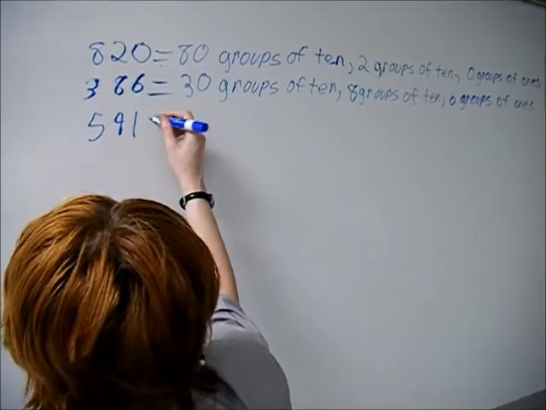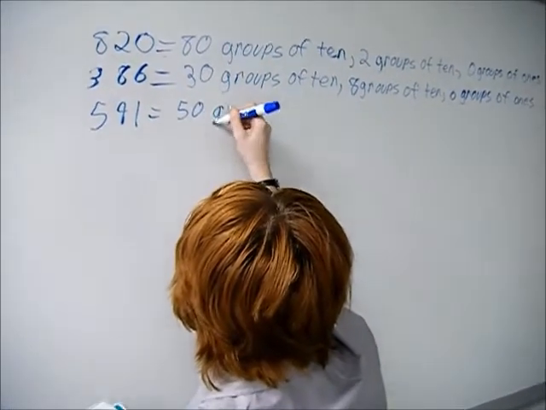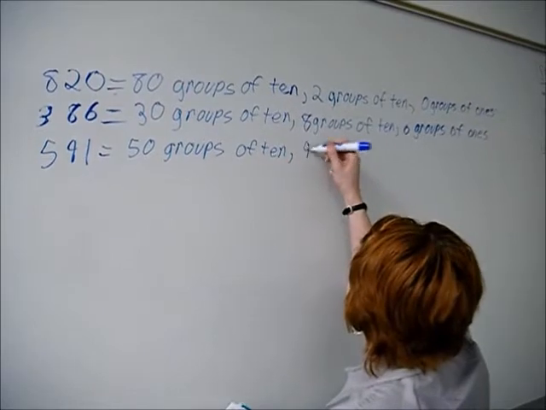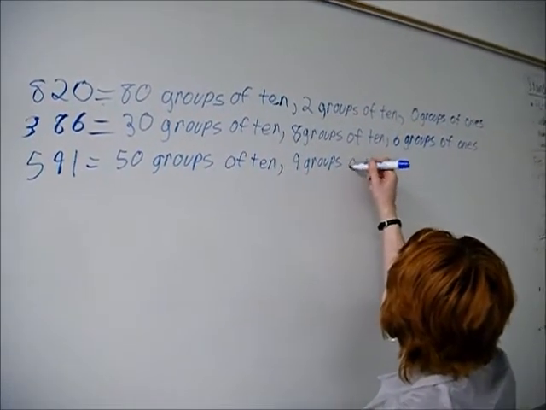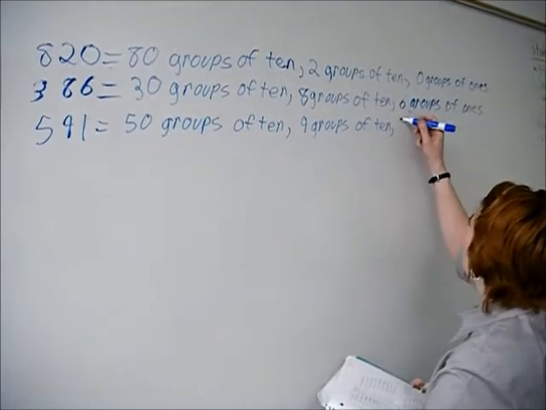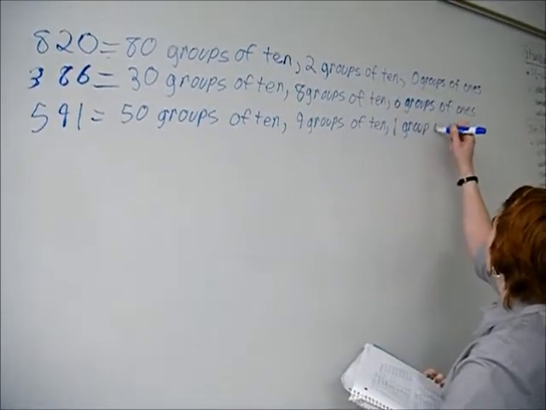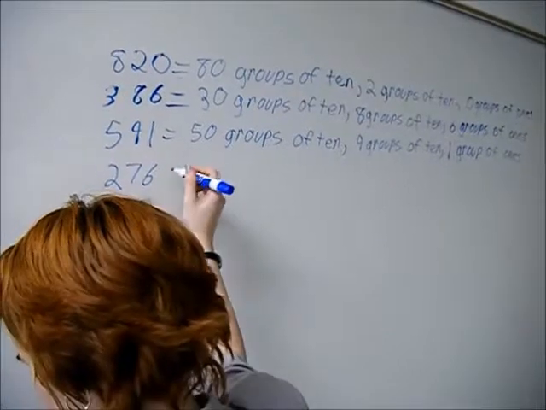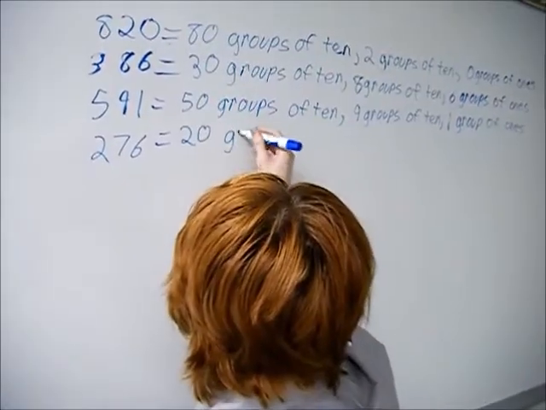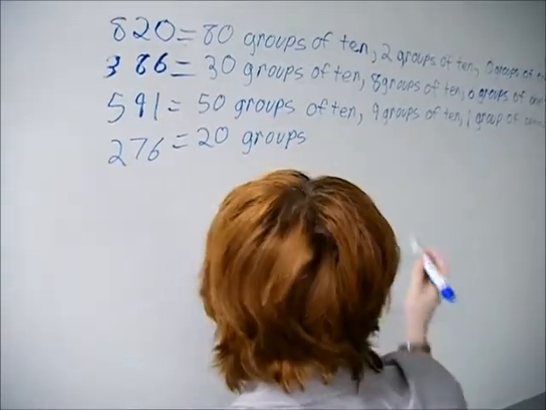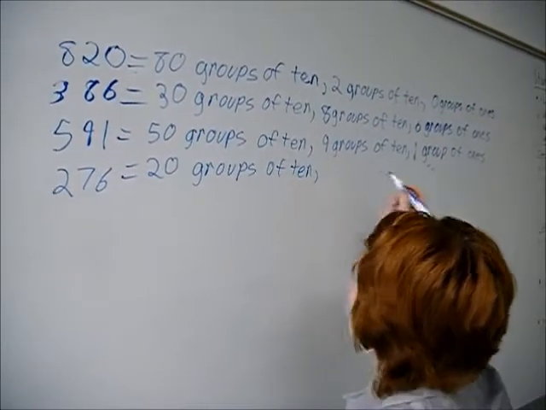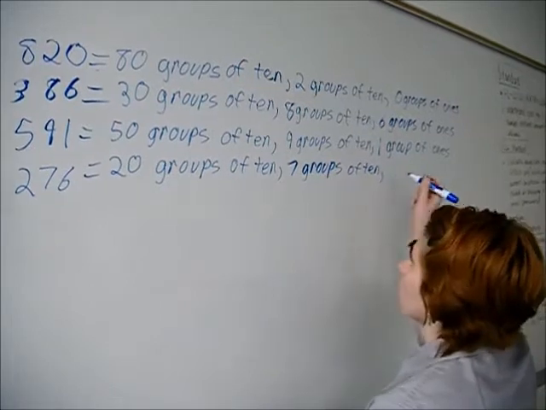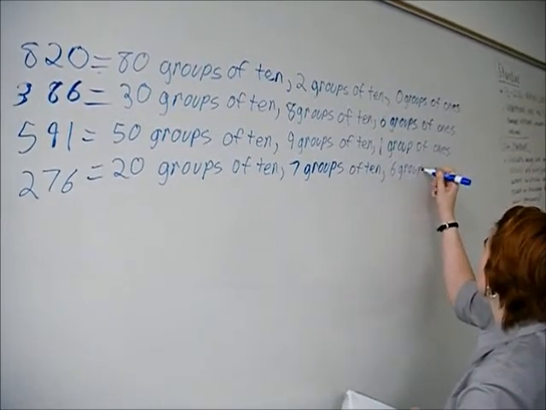Next number, 591. We have 50 groups of 10, 9 groups of 10, 1 group of ones. 276. We got 20 groups. Oh, our numbers are shrinking. Of 10. 7 groups of 10. 6 groups of ones.